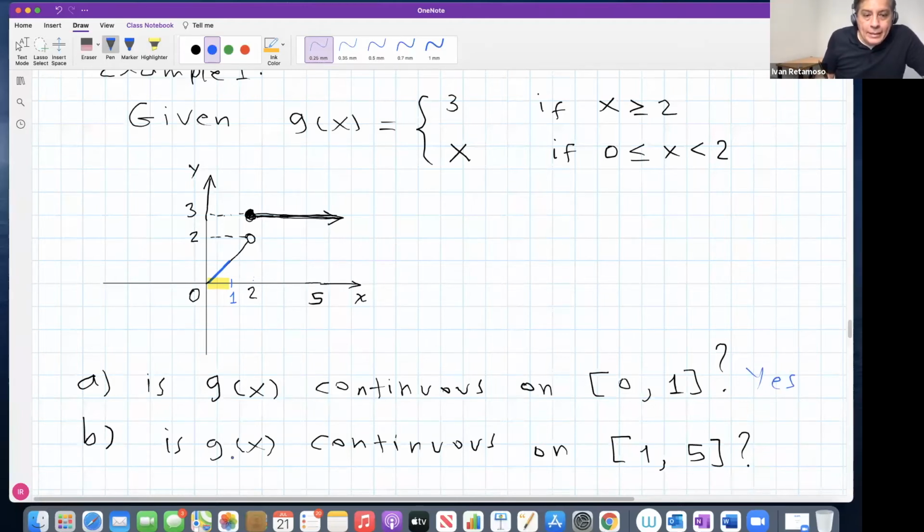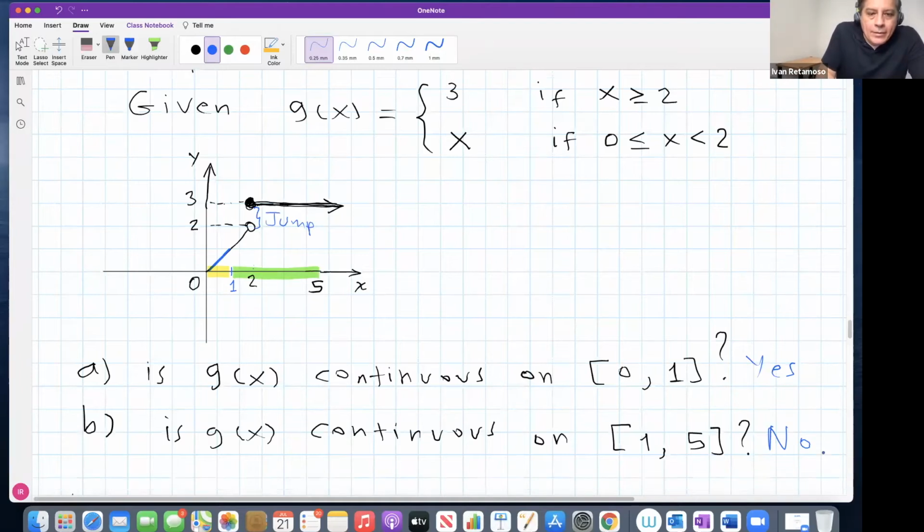But now, is the function continuous over the interval from 1 to 5? From 1 to 5, the interval goes from here to here, right? Look up. Look, there is a jump there, right? So answer no. Jump here. No. Very good, right? So that's how it goes, right?